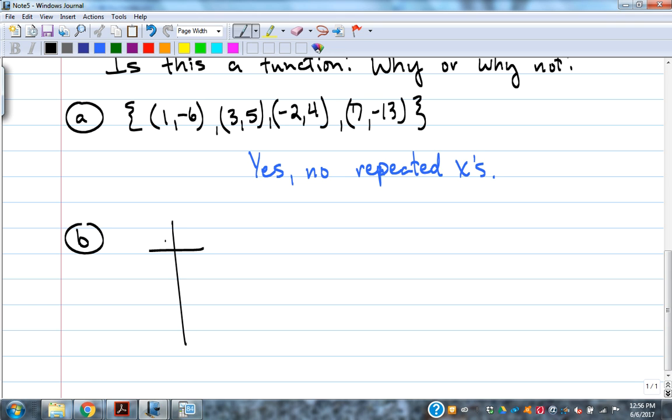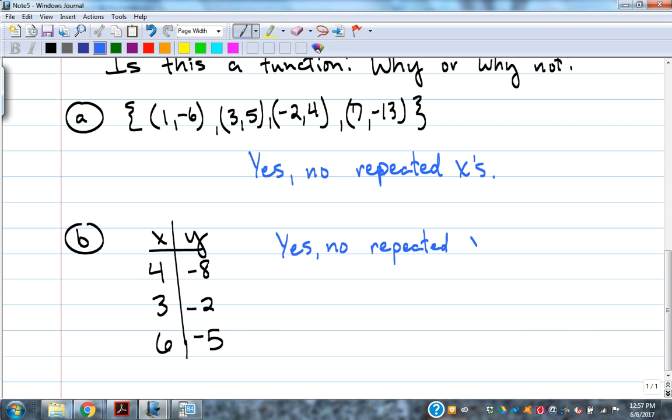Sometimes a relation might be given to you in a table form, like we used in the last section when we're graphing lines. In my opinion, easier to read than the set of ordered pairs written out with parentheses and commas and all that stuff in it. Is this a function? Yeah. Same reason. No repeated x's. Easy stuff so far.